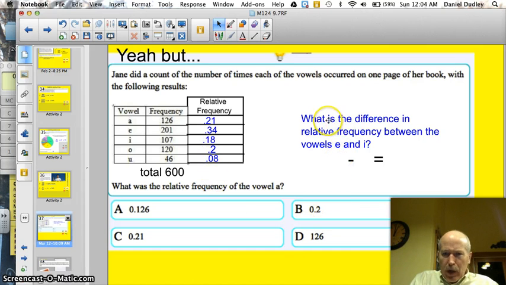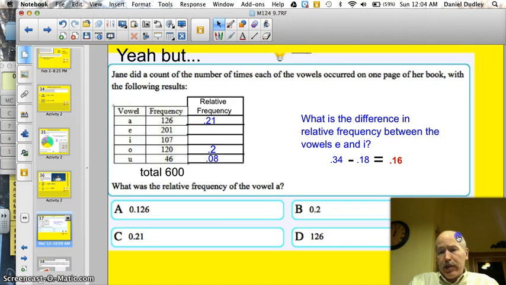So let me look at my question again. What is the difference in relative frequency between the vowels E and I? Difference means subtract. My E is 0.34, minus the I. The I is 0.18. If I were to pop that into a calculator or do that out by hand, I would find that the difference in relative frequency is 0.16. So sometimes they're going to ask you to manipulate the data on those charts. You just have to read the questions carefully. You can do this.